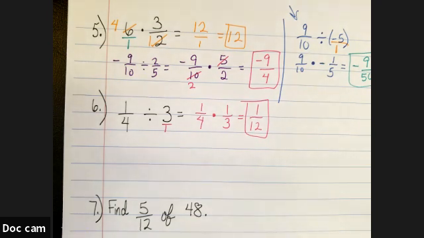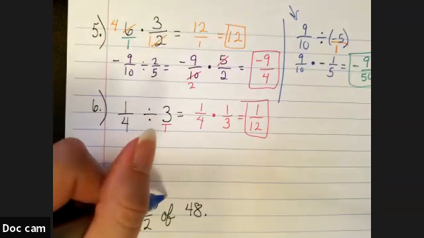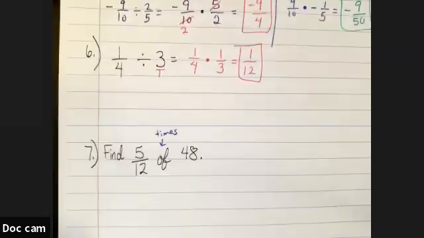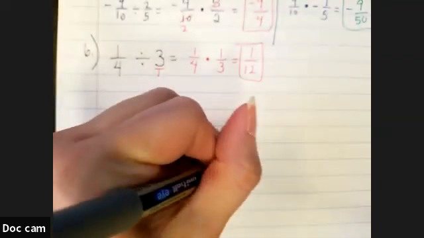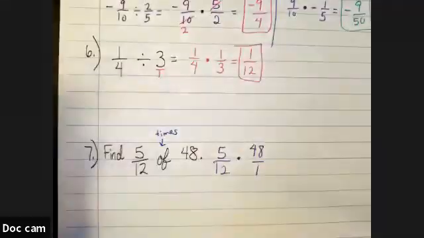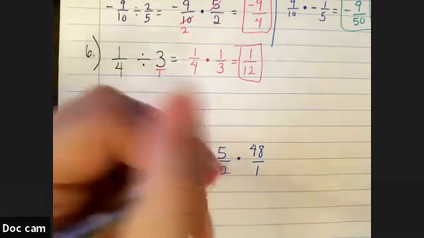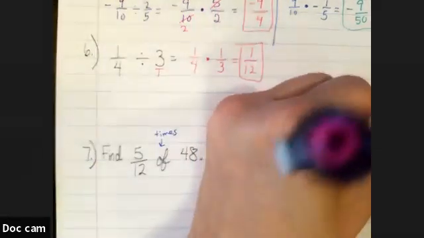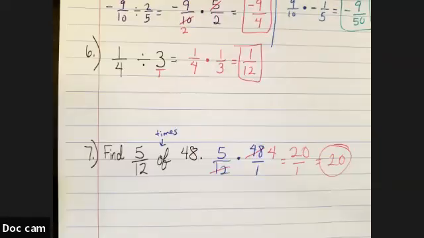I'll go ahead and do number 7. 5/12 of 48. Of always means multiply, or times. So basically I'm going to do 5/12 times 48. And 48 is the same thing as 48 over 1. And then 12 goes into 48 4 times. And then 5 times 4 is 20. It would be 20 over 1, which is just the same thing as 20. 20 would be the answer for that.